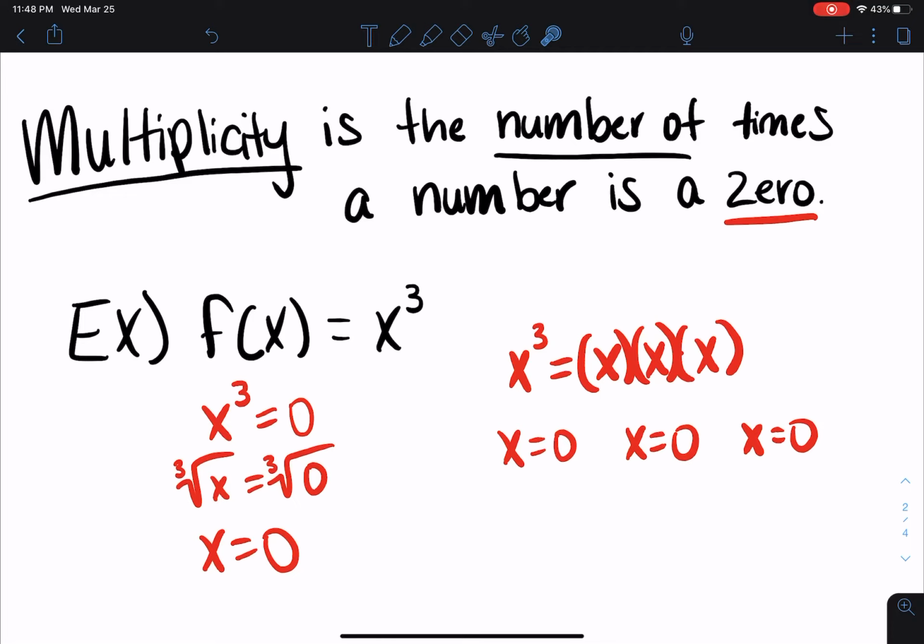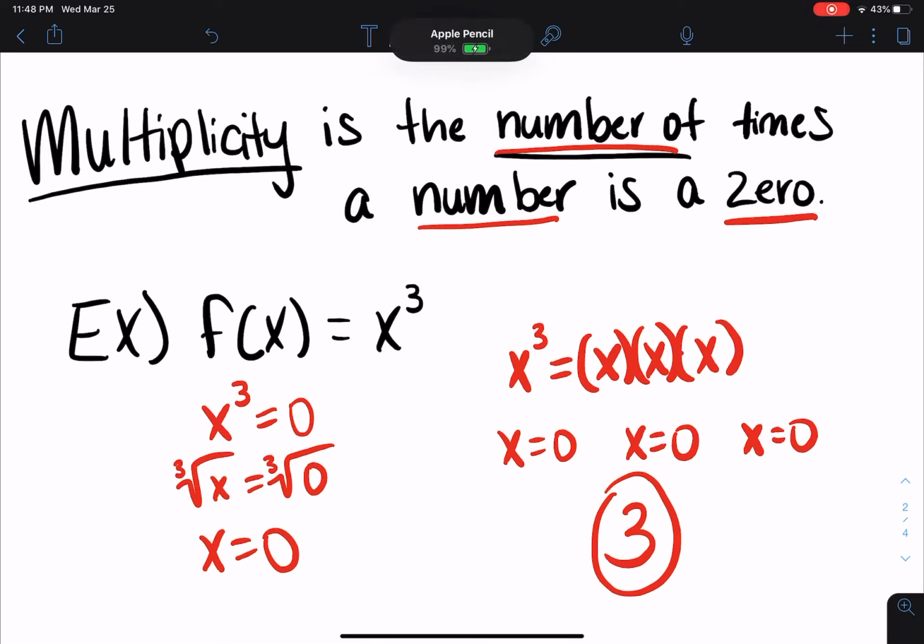But multiplicity says what is the number of times a number is a 0. Not necessarily the number 0, but that it is a 0, meaning that it crosses the x-axis. So the number of times that x cubed is a 0 is 3 times: 1, 2, 3. So the multiplicity of x cubed is 3.